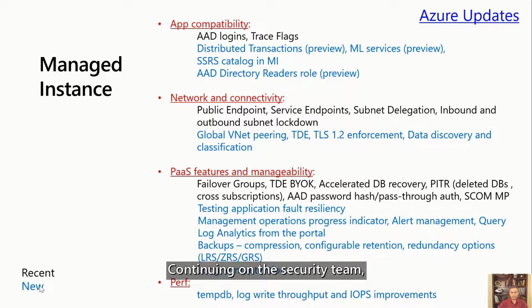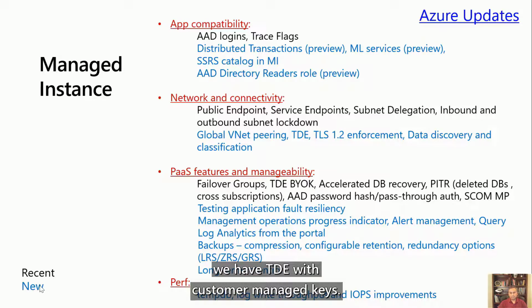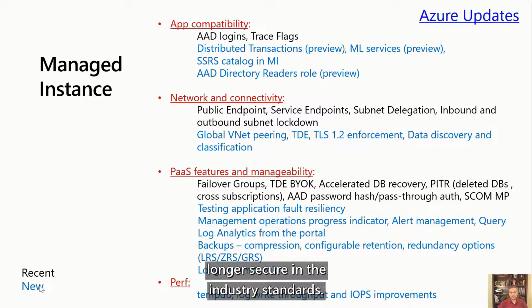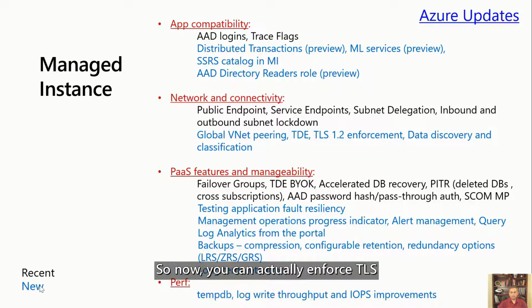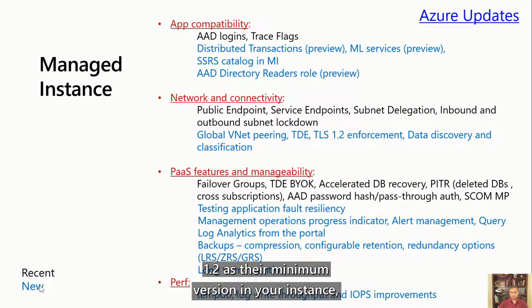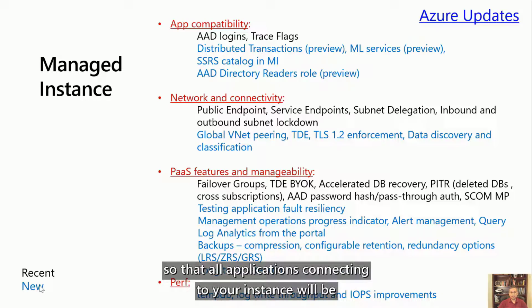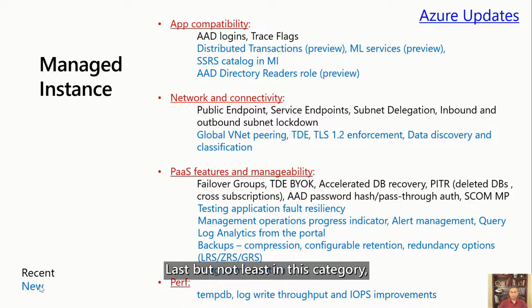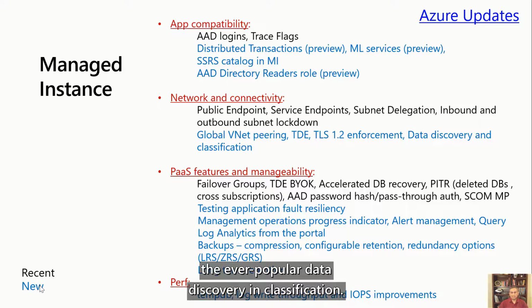Continuing on the security theme, we have TDE with customer-managed keys, a big ask, and TLS 1.2 support. The older versions of TLS are no longer secure by industry standards. Most companies have moved to TLS 1.2 or greater. So now you can enforce TLS 1.2 as your minimum version in your instance, so that all applications connecting to your instance will be required to use that protocol version or higher. Last but not least in this category, the ever-popular data discovery and classification. This is helping with your data labeling.